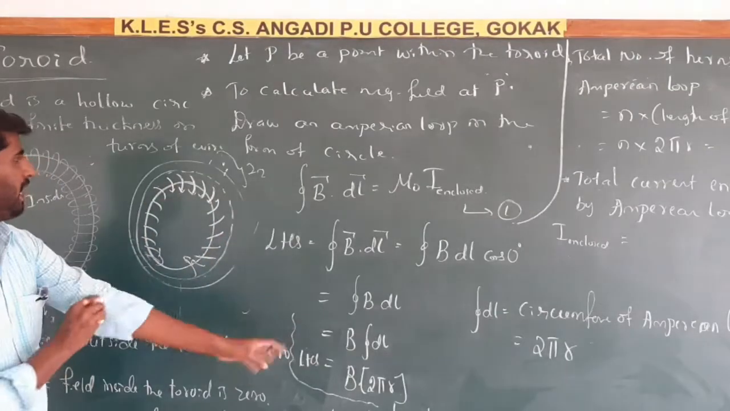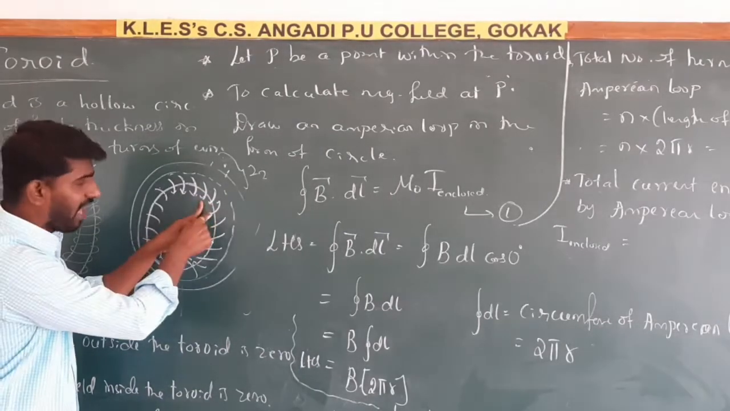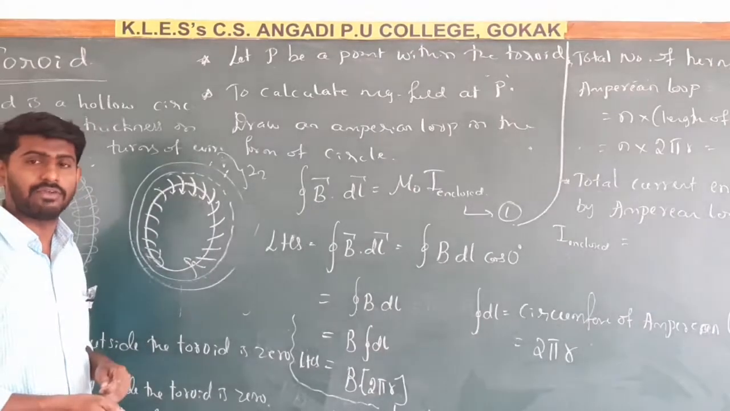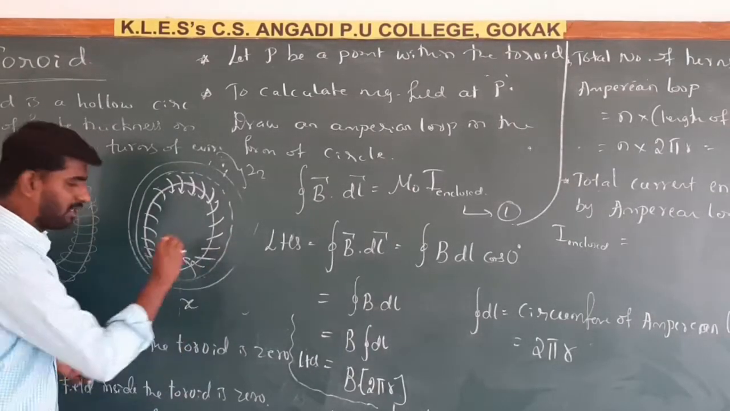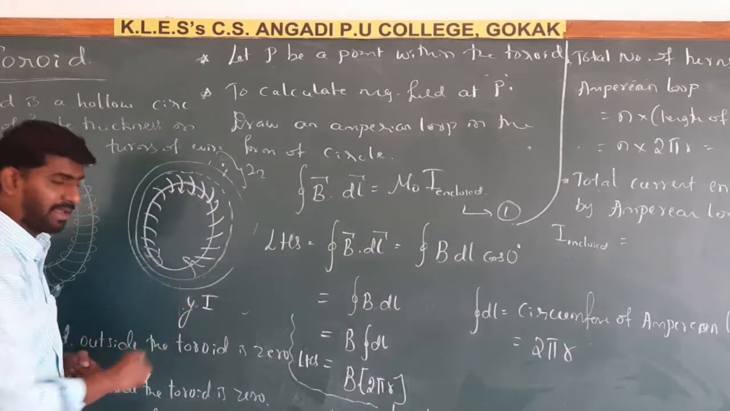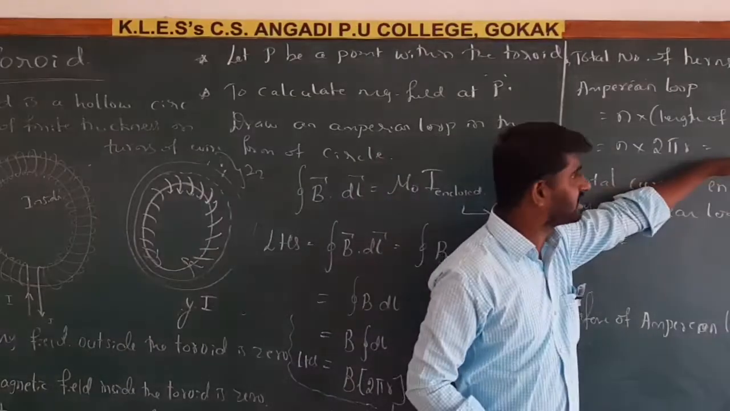Okay, so if there is one turn, the current is I. If there are two turns, 2I, 3I, 4I, 5I, 6I, 7I, like this. So if there are x number of turns, this will be x into I. If there are y number of turns, this will be y into I. Now the total number of turns is like this.